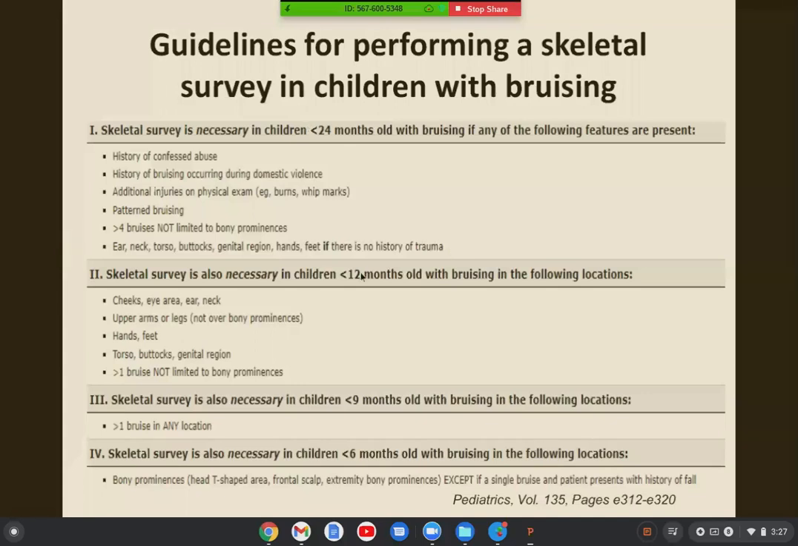If less than 12 months and you see bruises on the cheeks, eye area, ear and neck, upper arm or legs not on the bony prominences, torso, buttocks, genital region, or more than 1 bruise not limited to bony prominences, go for a skeletal survey. When the child is less than 9 months, with more than 1 bruise in any location, go for a skeletal survey. Less than 6 months with bruising at bony prominences, except if it is a single bruise and the patient presents with a history of fall, you can avoid it; otherwise go for a skeletal survey.